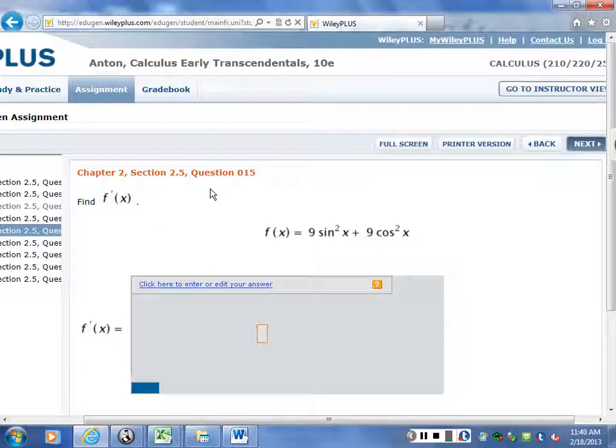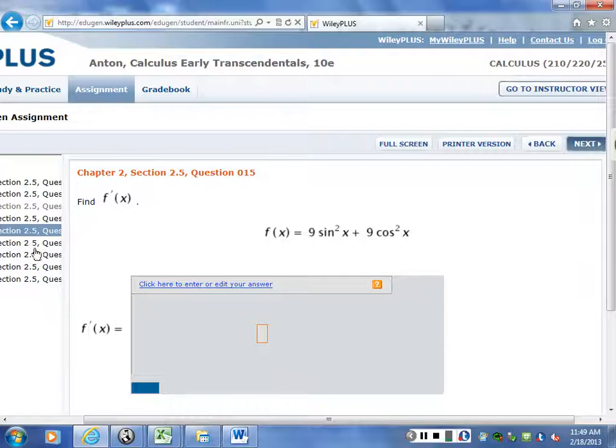So you take out the 9. So if I take out the 9, I'm left with sine squared x plus cosine squared x. Sine squared plus cosine squared is 1. So 9 times 1 is 9. And the derivative of 9 is 0.